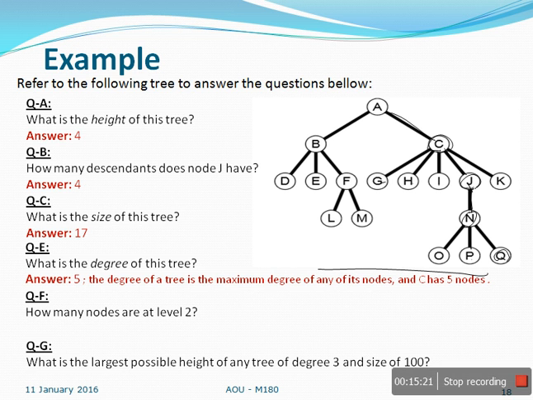And how many nodes are there at level 2? Now this is level 0, this is level 1, and this is level 2. So how many nodes do you have at level 2? There are 8 nodes at level 2. Now what is the largest possible height of any tree with degree 3 and size 100? Degree 3 means 3 children, and the size is 100. So what is the height of this tree? It is 97, because 100 minus 3 is 97.